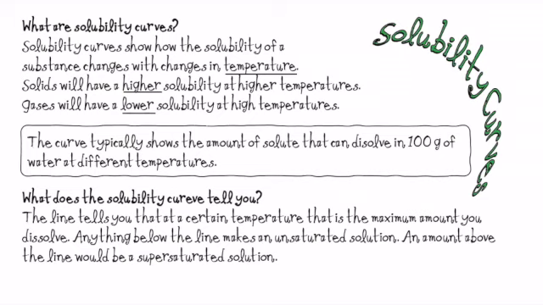What does the solubility curve tell you? The line tells you that at a certain temperature, that is the maximum amount you can dissolve. Anything below the line makes an unsaturated solution. An amount above the line would be a supersaturated solution.